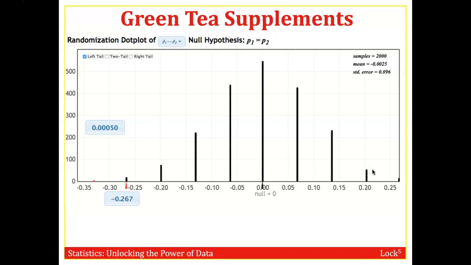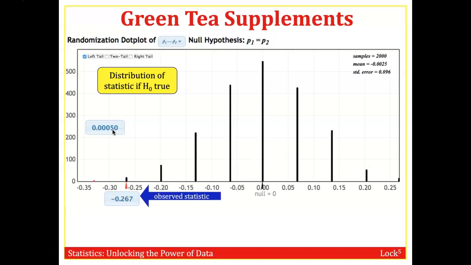Now, for the green tea supplements data, we were thinking our alternative or research hypothesis was that the rate would be lower in the T group than in the control group. So we're looking for a value in the left-hand tail as or more extreme than the negative 0.267. This is a slightly different drawing, but it shows the left tail probability, and StatKey calculates it for us, is just 1 out of the 2,000 really. So we get 0.0005, so much less even than 1% of the time. So it seems extremely unlikely.